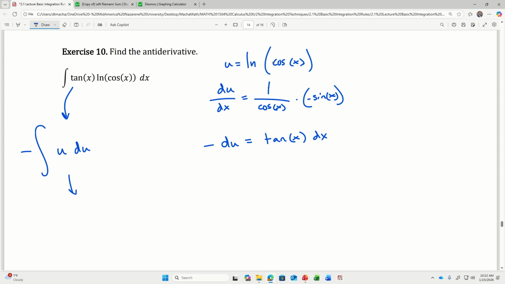And then I take the antiderivative. That gives me 1/2 u squared. Oh yeah, and this is just an antiderivative, not an integral. And then I reverse my little substitution here and I call it negative 1/2 natural log of cosine x, squared, plus a constant.